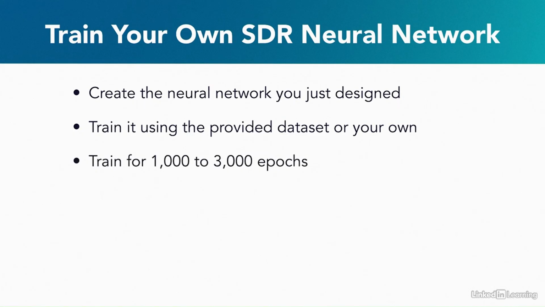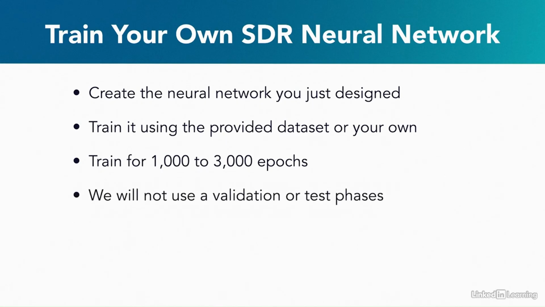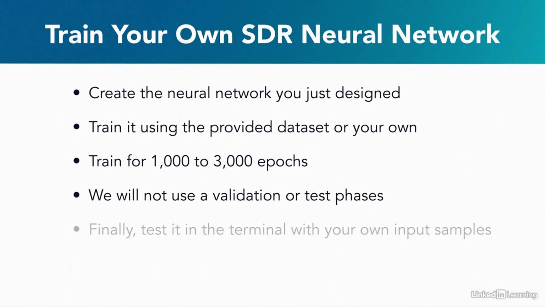Train the network for a large number of epochs. Something between 1000 and 3000 epochs will do the trick. Just like the XOR training challenge, we will not use the validation or test phases. Finally, test the neural network with your own samples. Do this in the text terminal to keep it quick and simple.